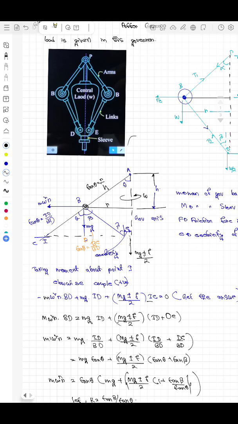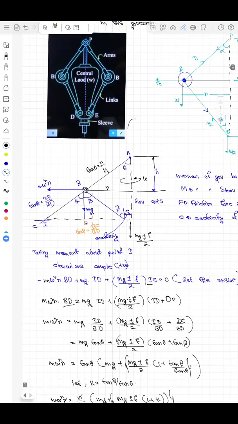So now IC, what you can see, ID plus DC, mg plus that m square. So now ID, what you can see, we are just dividing ID. So this is the BD, here this was the BD. BD we have taken here, and here also we are just splitting it.